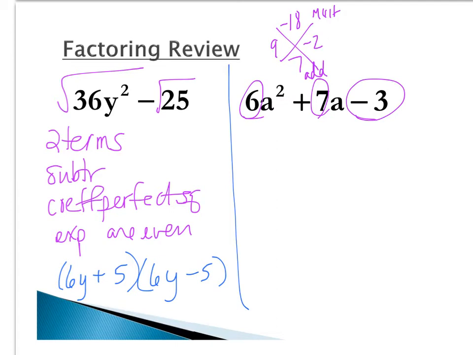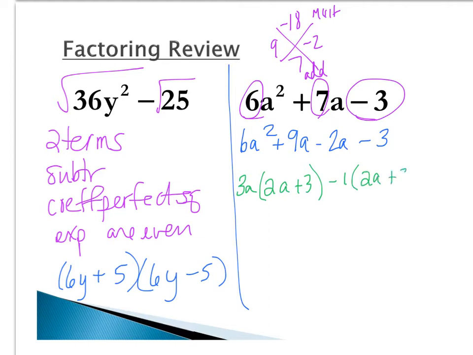So what we're going to do is rewrite that middle term, 7a, as 9a minus 2a. And it will look like this: 6a squared plus 9a minus 2a minus 3. And then now what we do is we factor the problem by grouping. My first two terms I can take out 3a. And my last two terms, all I can do is take out a negative 1. And then what I want you to notice here is that these two parentheses are the same. So now we can pull the parentheses out as greatest common factor, giving us 3a minus 1, 2a.